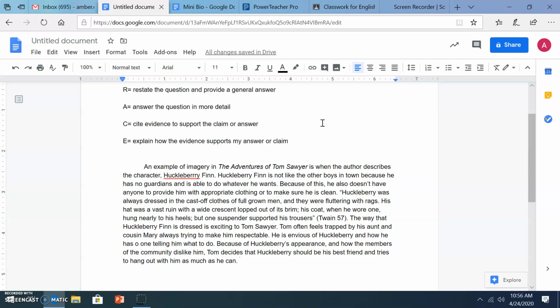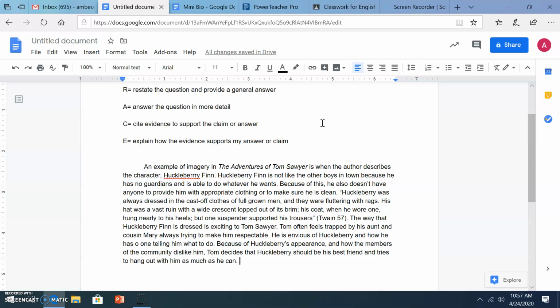So when I put it all together, I have: An example of imagery in The Adventures of Tom Sawyer is when the author describes the character Huckleberry Finn. Huckleberry Finn is not like the other boys in town because he has no guardians and is able to do whatever he wants. Because of this, he also doesn't have anyone to provide him with appropriate clothing or to make sure he is clean.